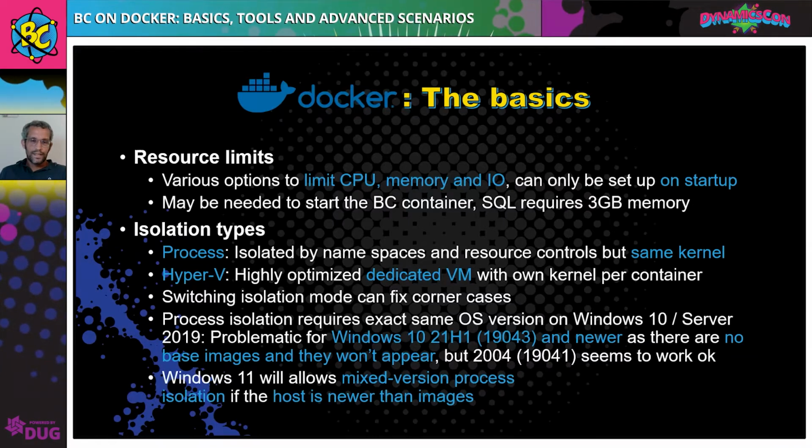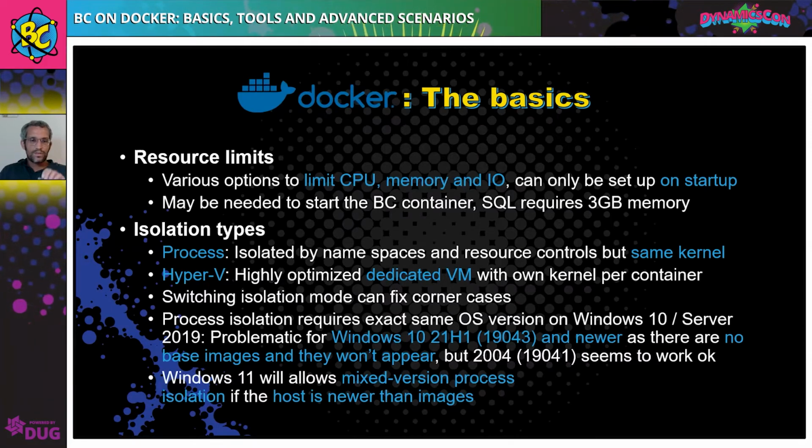We have a workaround. We can use the 2004 image. That seems to work okay, but it's not officially announced or not officially supported, and it won't happen in the future. There won't be new images for new Windows 10 builds. But a good thing is that Windows 11 will actually allow mixed version process isolation. That means that you don't have to have the exact same OS version between the host and the container anymore. The only requirement is that the host needs to be newer than the image of the container. So you can't run a container that is newer than the host, but you can run containers that don't have the same version, but have an older version.